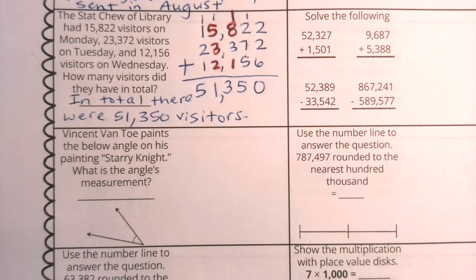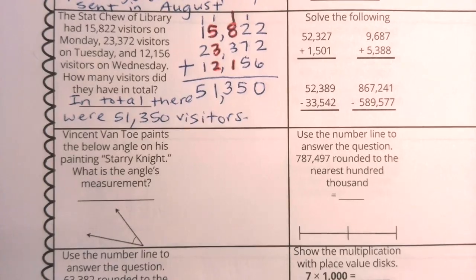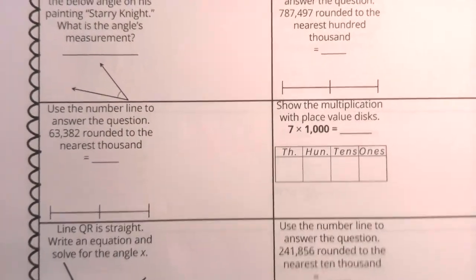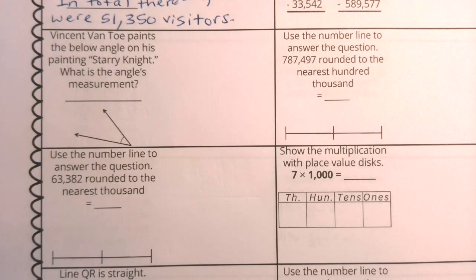All right, now let's take a look. We have two questions today where we're really thinking about angles and measurements. This is our first. Vincent Van Gogh paints the below angle on his painting Starry Night. What is the angle's measurement? Now, boys and girls, in fourth grade, you worked with a protractor quite often. In fifth grade, we really don't have standards that require a protractor. However, we don't want to lose the knowledge that we already have because certainly we're going to be using that knowledge as we think about polygons and angles in fifth grade in new and different ways.